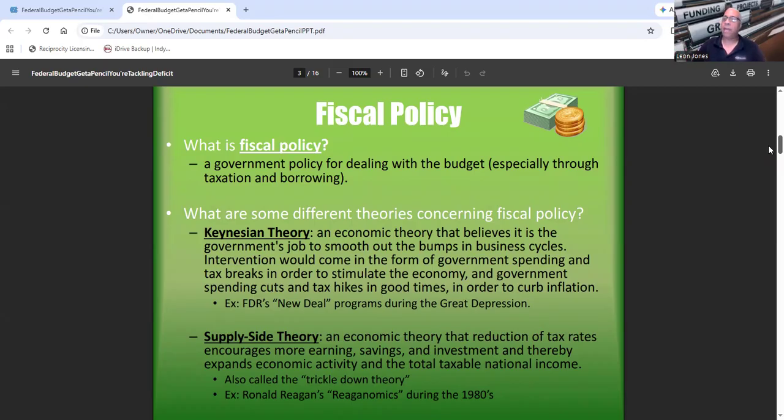So what's going to happen during the bad times? You're going to get some tax breaks. In the good times, you're going to get spending cuts. So you want to curb deflation with one, and that's the tax breaks, and inflation with tax hikes and spending cuts. That creates a balance. Now, this all came from FDR's programs during the Great Depression.